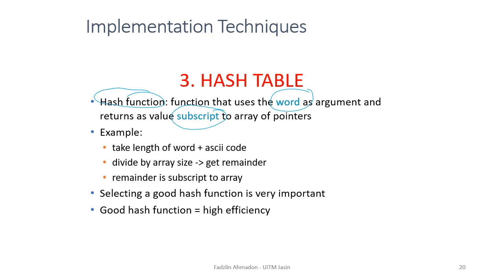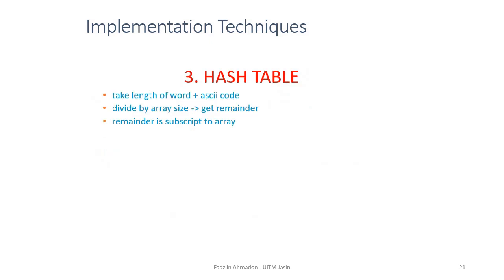So this is an example of a hash function. First of all, we take the length of the word and sum it with the ASCII code of the first letter. And then we divide the value of the first operation by the array size and get the remainder. So this is basically a modulus operation. And the third thing to do is, the remainder would be the subscript to the array. So this is where our linked list should be. Selecting a good hash function is very important, because a good hash function will result in high efficiency in constructing the table. So let's take a look at an example here.